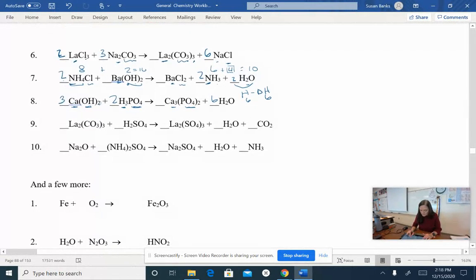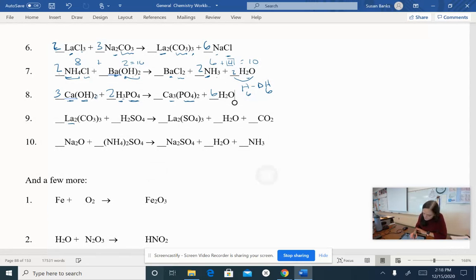Let's look at lanthanum first. I've got 2 lanthanums. I'm okay. I've got 3 carbonate groups. Ooh, my carbonate group doesn't stay together. So I guess I'm going to have to look at my carbons, right? So I've got 3 carbons. 3 times 1 is 3. So I'm going to put 3 in front of my carbon dioxide to give me my 3 carbons. Then I'm going to look at my SO4s. I've got 1 SO4 sulfate group, and I've got 3 of them here. So I'm going to multiply my sulfuric acid by 3 right there.